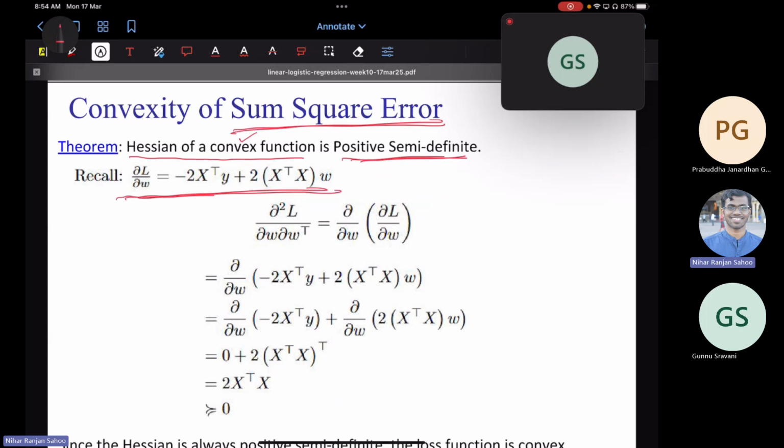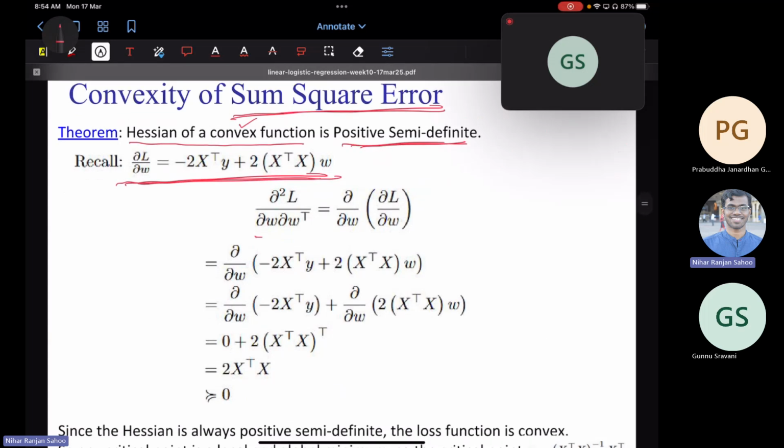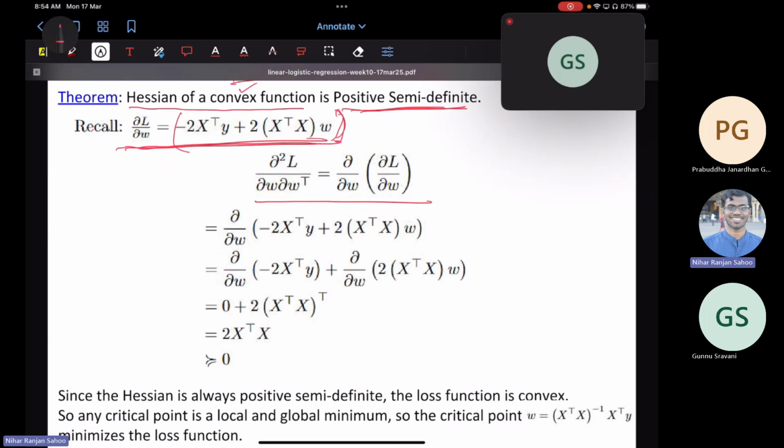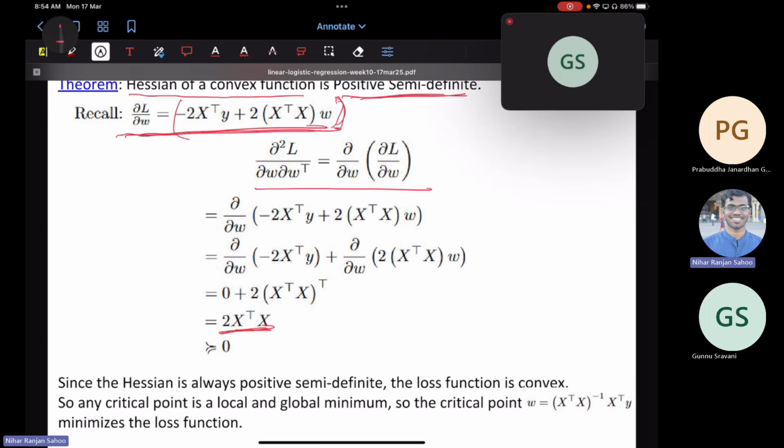The Jacobian we have already computed with respect to W. Now let's compute the Hessian. If you compute the Hessian, again taking the second derivative with respect to W of the Jacobian value we got, in the end the simplification will give us 2x transpose x.